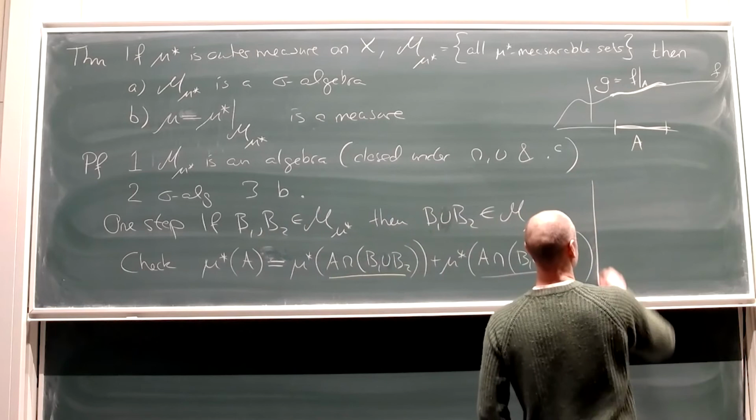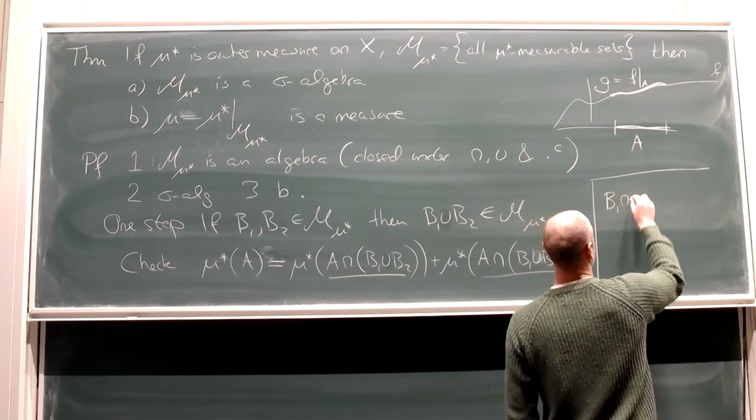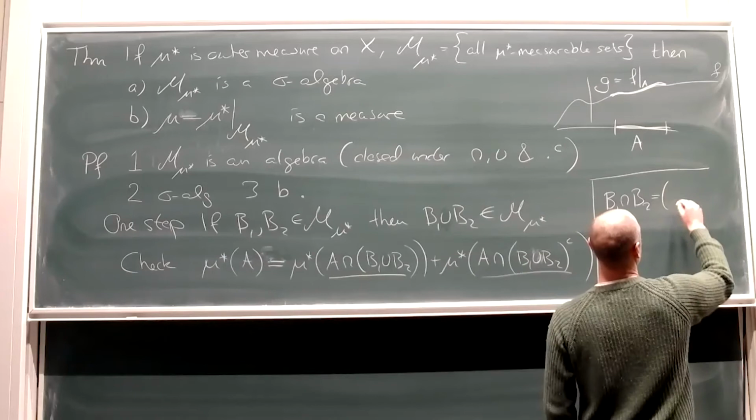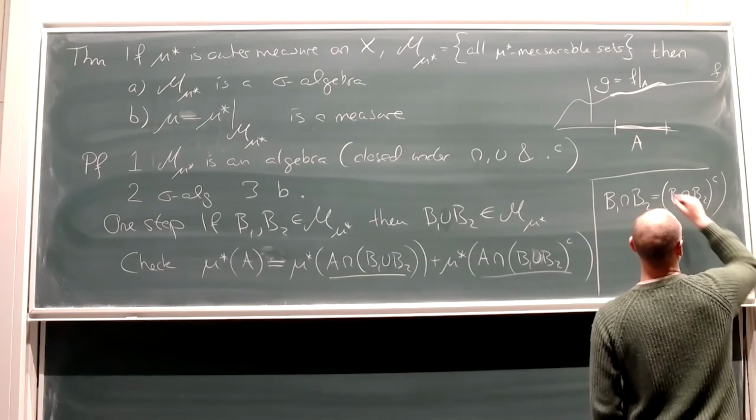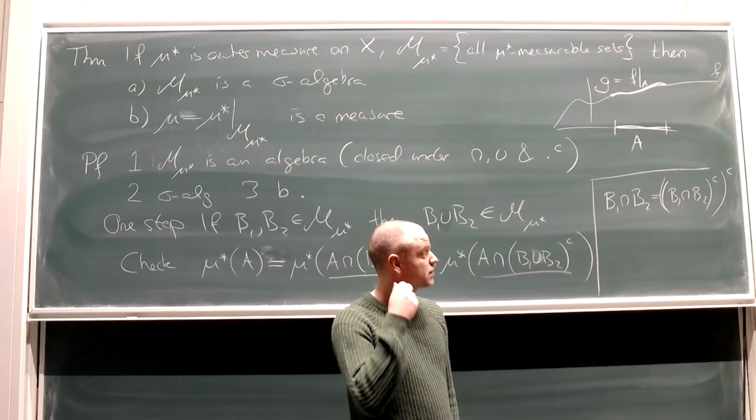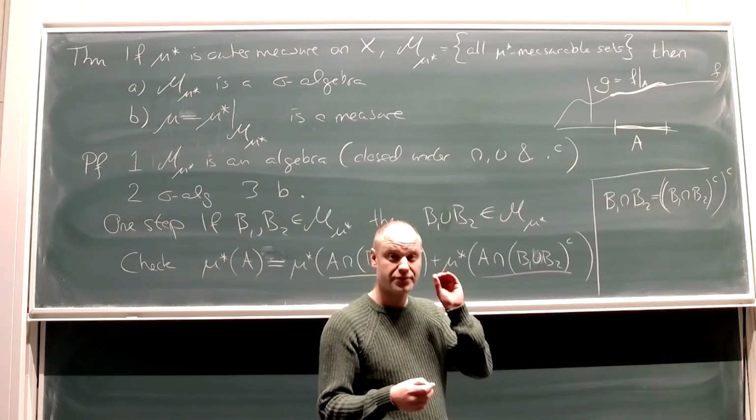Let's just note that B1 intersection B2 is equal to (B1 complement union B2 complement) complement. And when you do these kinds of proofs, these set identities need to come just naturally, right? This is why it's very important to do exercises.